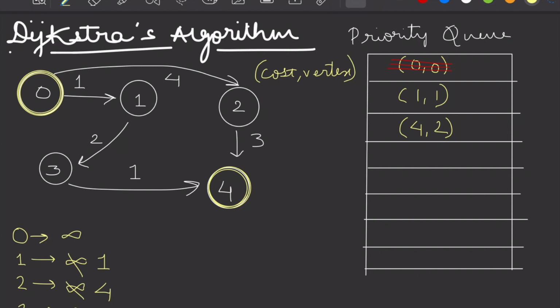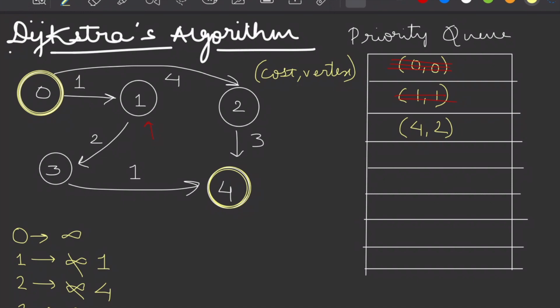So that's fine. And now let's try to pop the smaller value from the priority queue. So we're just going to pop this value, which is 1, 1. So now we are at this vertex, which is 1, right? So now let's see its neighbors. So from 1, what all are its neighbors? So we only have 3.